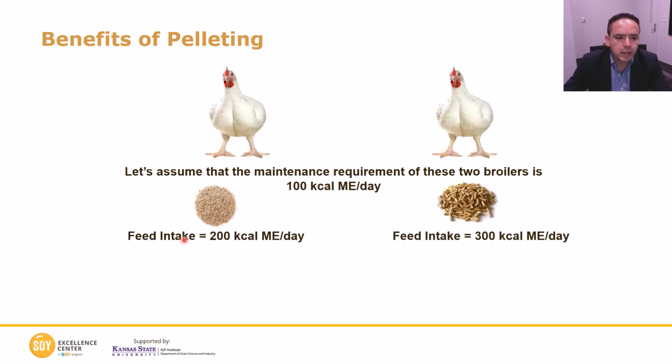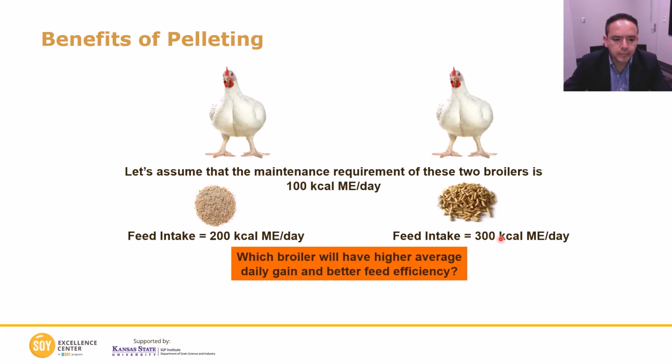Then you have this broiler on your left that is consuming mash diet, and it has an intake of 200 kcal of ME per day. This broiler on your right is going to be consuming pelleted diets and can consume 300 kilocalories of ME per day. So my question for you is, which broiler do you think will have a higher average daily gain and better feed efficiency?